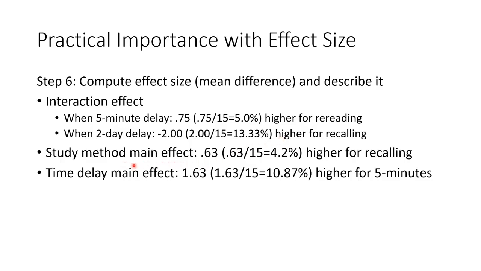Now we can look at the main effect for study method. Again, we're going to convert the mean difference to a percentage and find it's about 4%. This wasn't reliable on the previous slide. 4% might have a practical importance. So again, indicating that your sample size is probably too small. For the main effect of time delay, we have a mean difference of 1.6, which is converted to a very large percentage difference. So that means that, again, people are remembering much more after a 5-minute delay than after a 2-day delay. Again, not surprising.